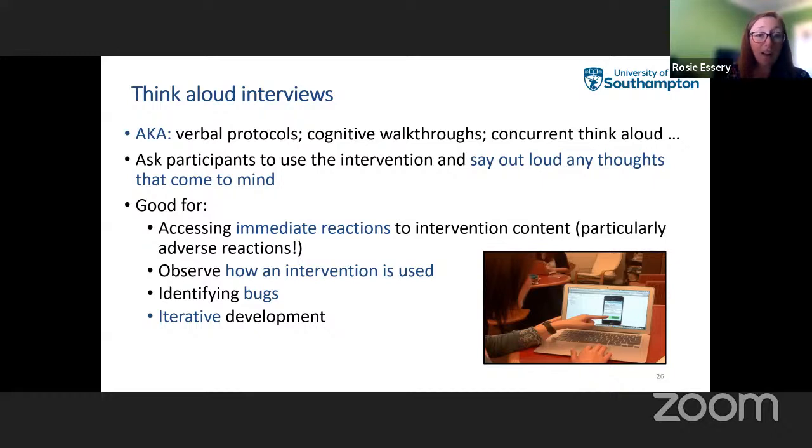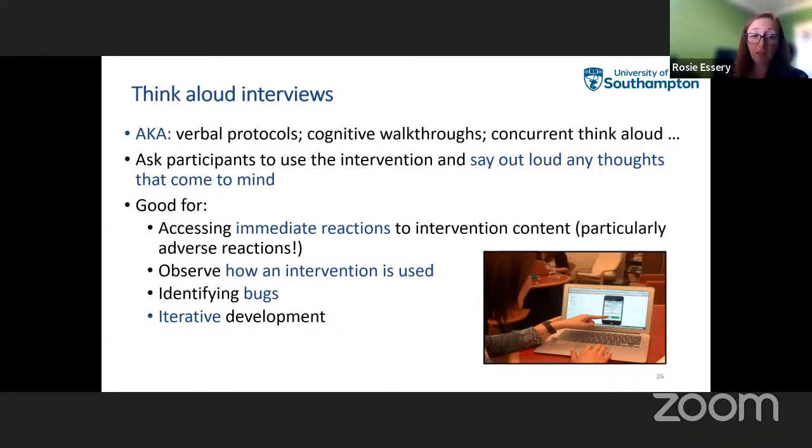It also allows you to observe how your users engage with your intervention and whether they do that in the way that you would expect them to, or if they use it in a different way than you would expect. It's a really useful way of identifying any problems. So technical issues, bugs, glitches, typos, any aspects of it that don't work as you expect them to.